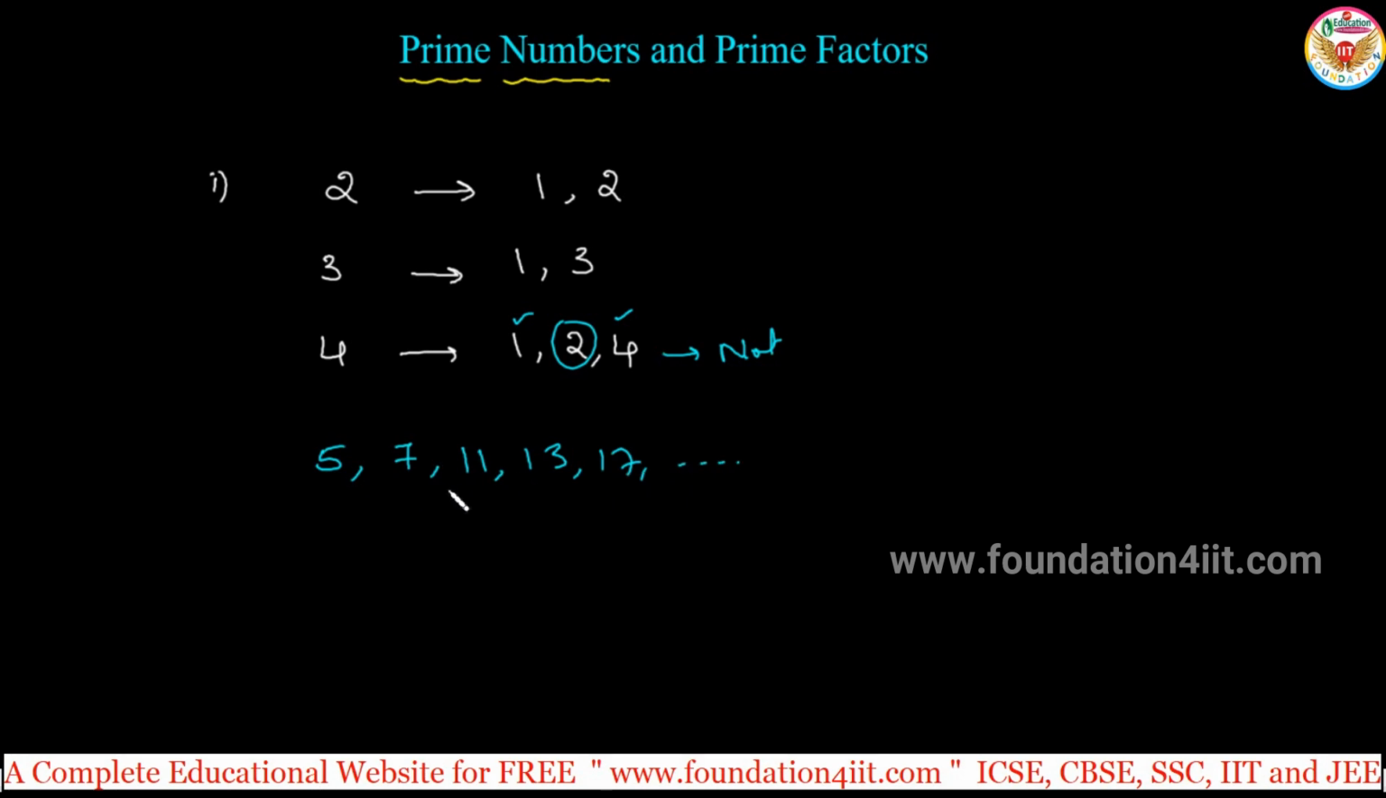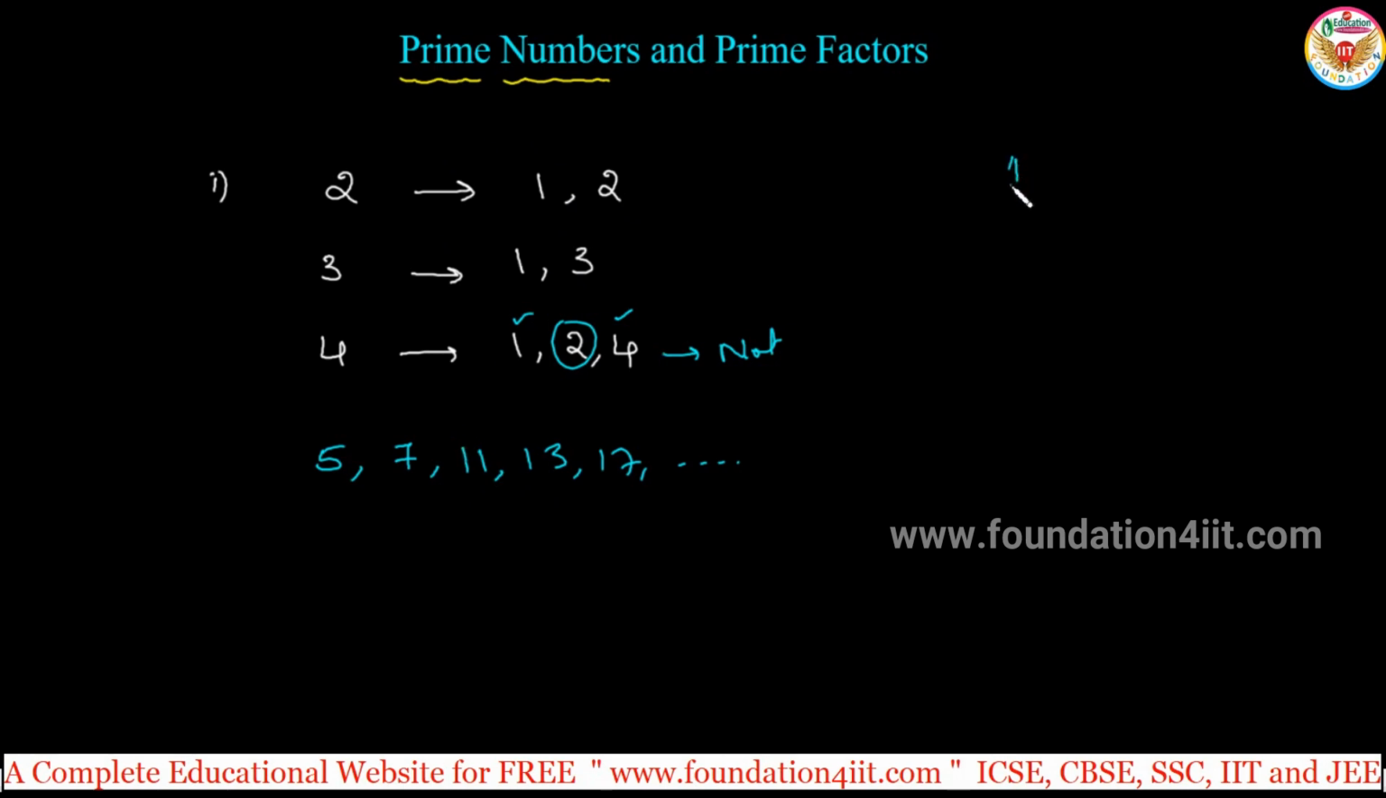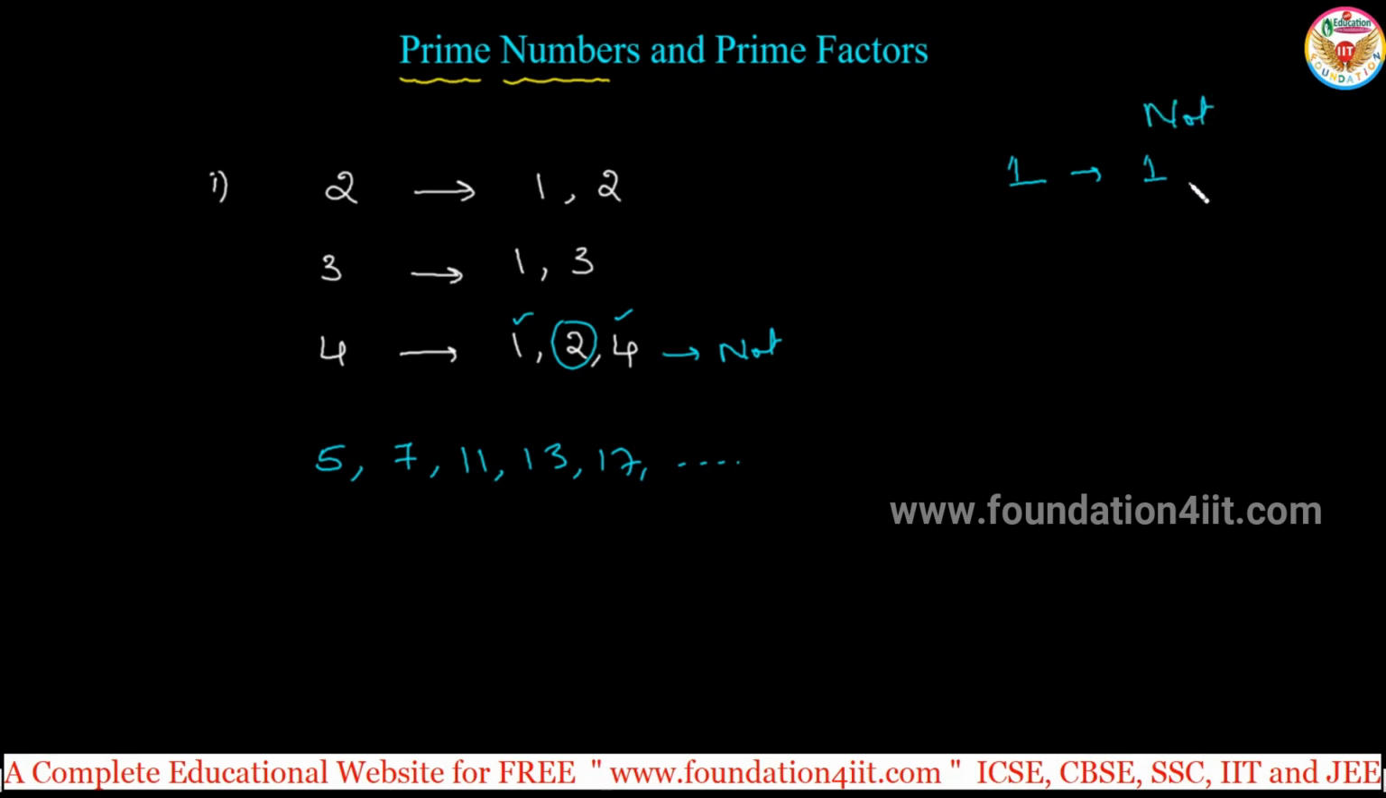Every prime number is greater than 1, because it is a natural number. 1 is not a prime number, because if you take the number 1, its only factor is 1. So 1 and itself is also 1 only. That means it's not a prime number. Remember, 1 is not a prime number. Okay. So the least prime number is 2, and the only even prime number is 2.